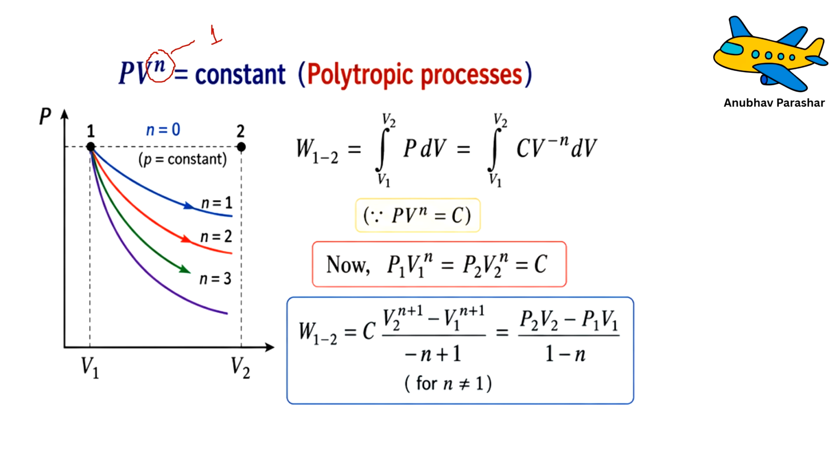How? We'll talk about it. Okay, let me give you a brief idea. Now PV to the power n is equal to constant. This is known as polytropic process. Any process can be represented using this, using the value of n, right? We'll talk about this later on.